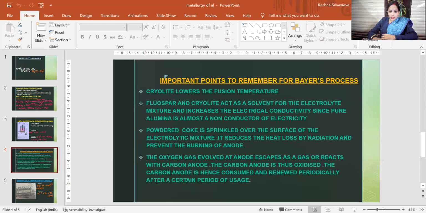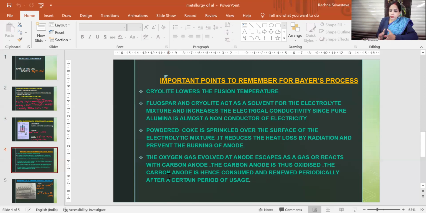Then, last but not the least, the oxygen gas evolved at the anode escapes as a gas or reacts with the carbon anode. The carbon anode is thus oxidized. The carbon anode is hence consumed and renewed periodically after a certain period of usage. This is again a reasoning question which comes in the exam: why are carbon anodes changed periodically? So the reason is that the oxygen gas evolved at the anode escapes as a gas.